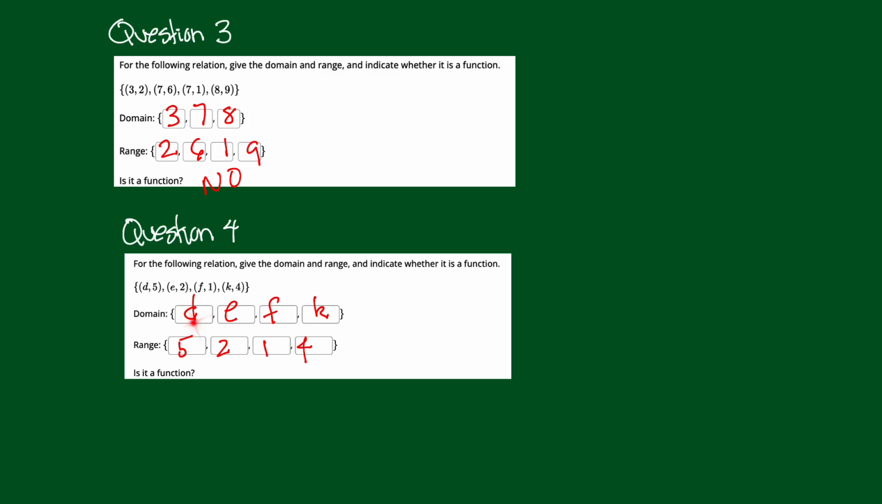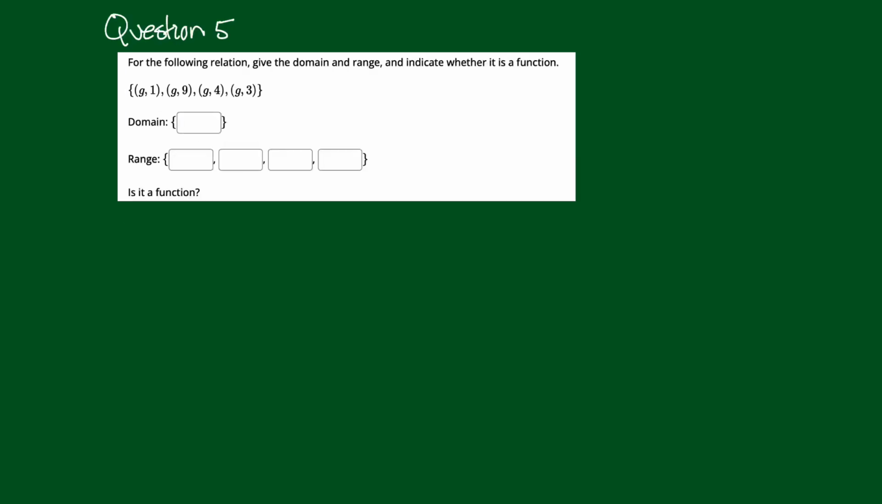Yeah, look at the domain. Do you see any repeated elements? No. So I'm going to say yes, this is a function. D goes only to 5, E goes only to 2, F goes only to 1, K goes only to 4.